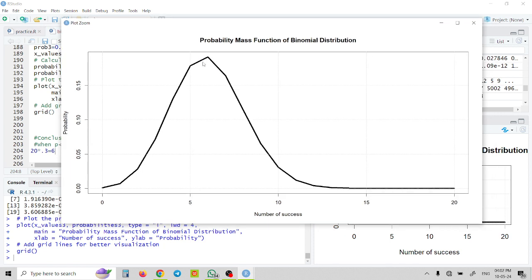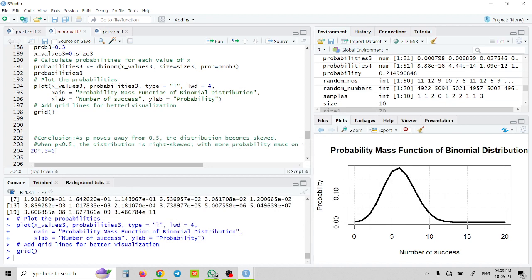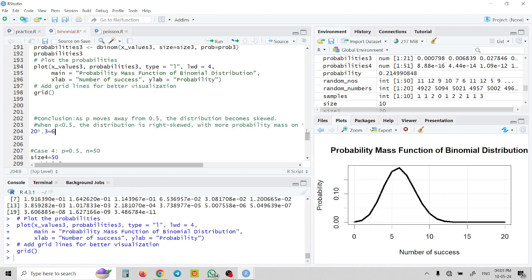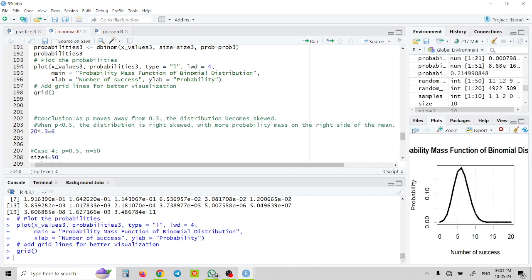So the mean is 6, and the maximum probability is at the mean. The average number of successes is 6, and the probability is highest there. We saw that if we reduce the probability from 0.5 to 0.3, the distribution became right skewed. More mass of the probabilities is towards the right side of the mean. This conclusion I have written here, the same thing I told just now.